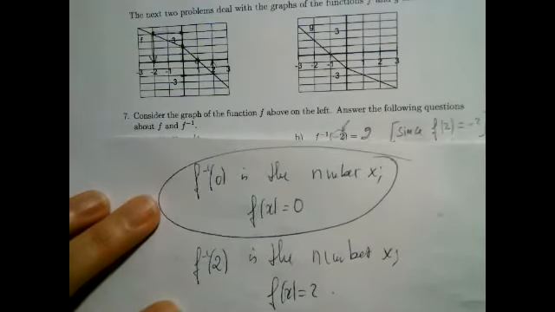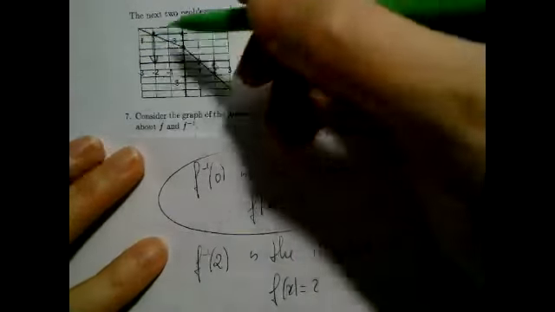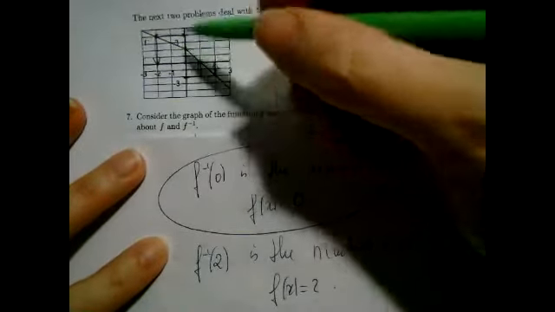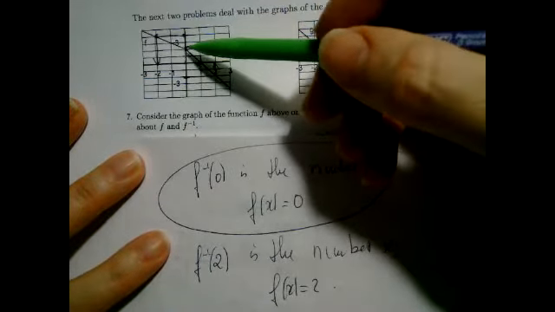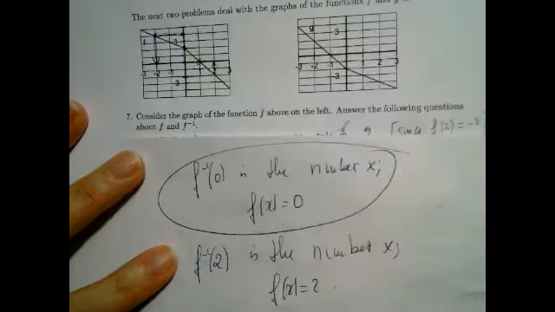So which input has output 2? So 2 is right there, right? That's 2. So what's F inverse of 2? What is the input whose output is 2? What did I put here?